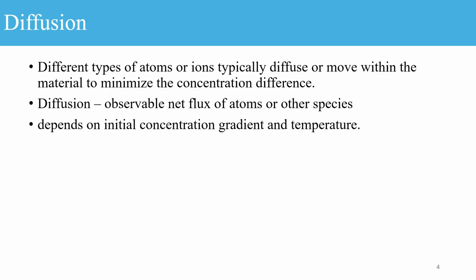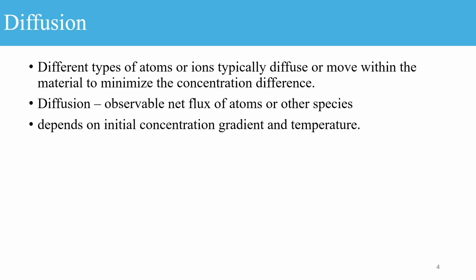Just as water flows from the mountain towards the sea to minimize its gravitational potential energy, atoms and ions have a tendency to move in a predictable fashion so as to eliminate the concentration difference and produce homogeneous, uniform compositions that make the material thermodynamically more stable. Different types of atoms or ions diffuse within the material to minimize concentration differences, and diffusion is just the observable net flux of atoms or other species.